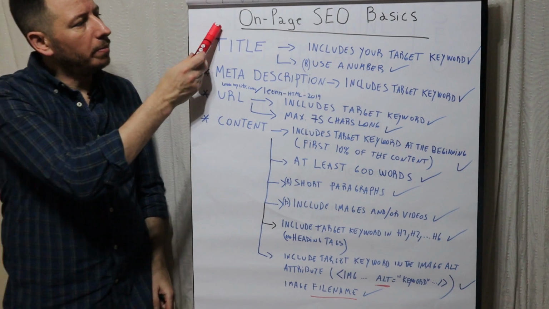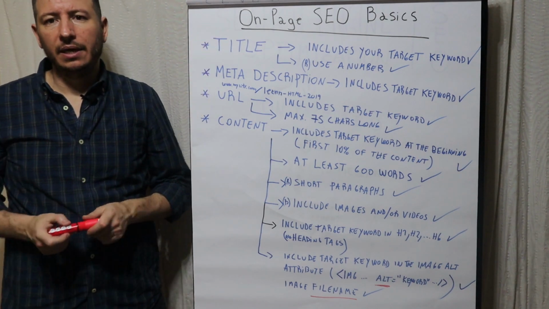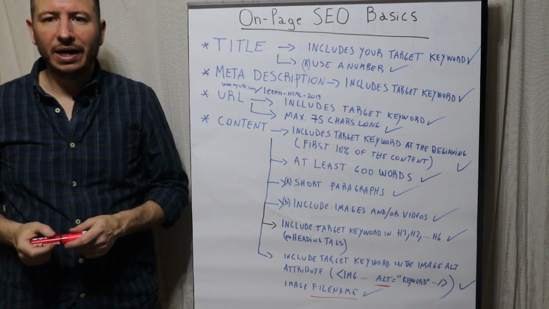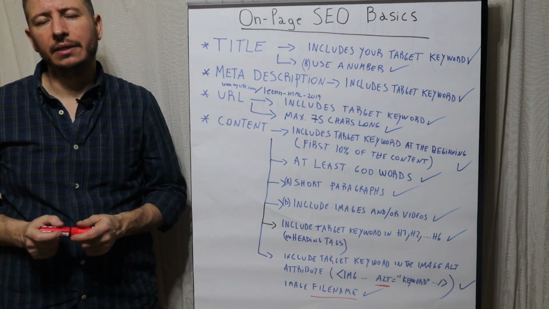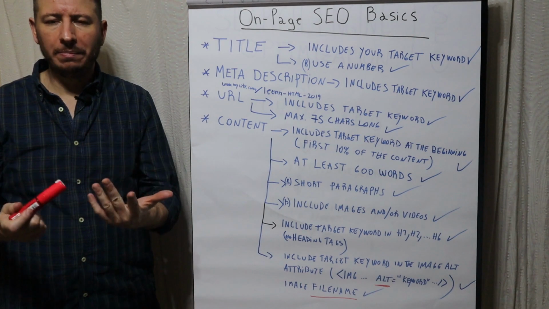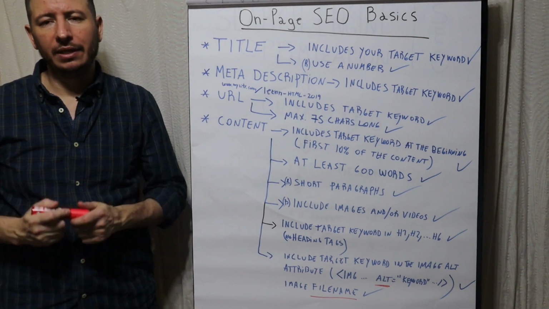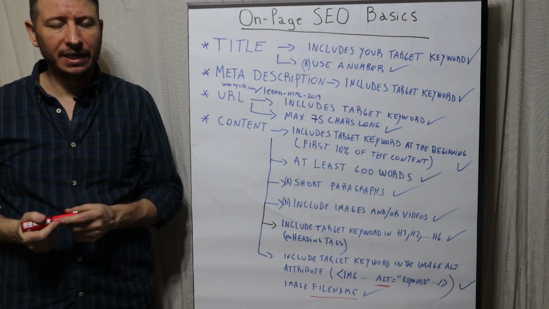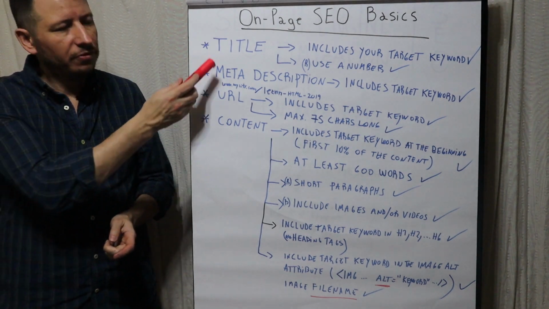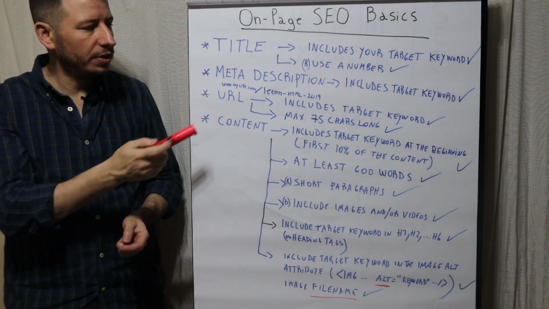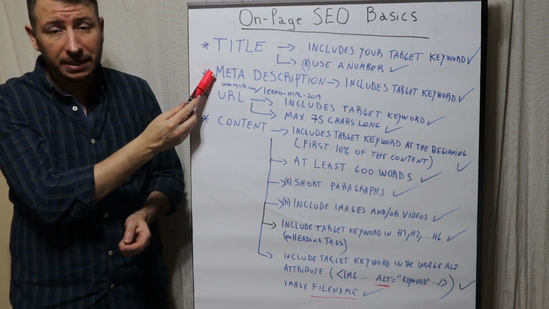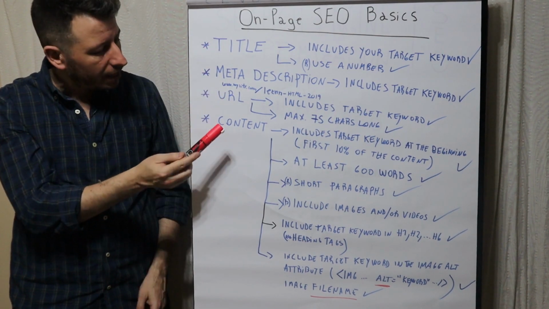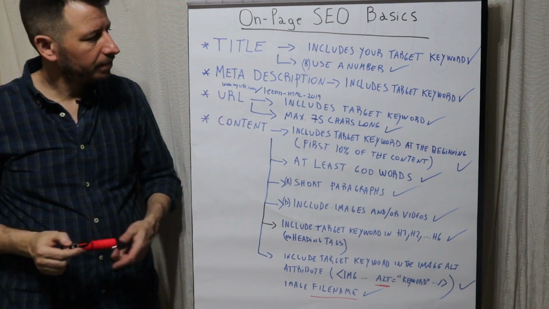Let's review some on-page SEO basics. The on-page SEO activities are about optimizing your content, your blog post or your web page around the keywords that you already selected. So some of the most important things to consider are these four areas: the title, the meta description, the URL, and the content itself.